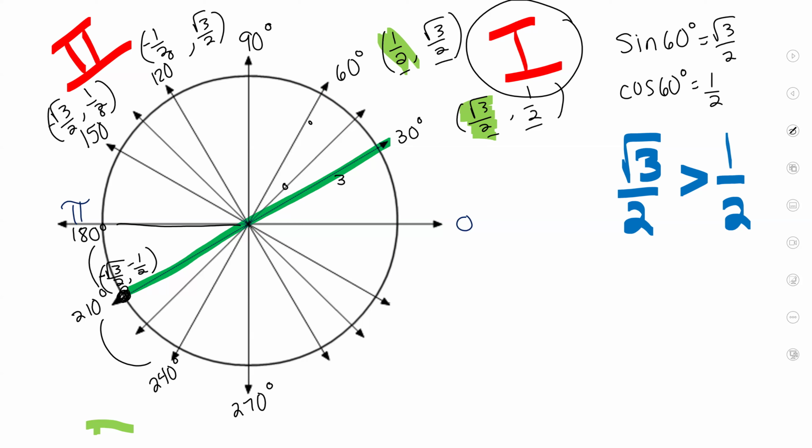Okay, for 240, your reference angle, if you go across the unit circle, is 60. So it's going to be the same coordinates, but opposite signs. So this will be negative 1/2 and negative square root of 3 over 2.